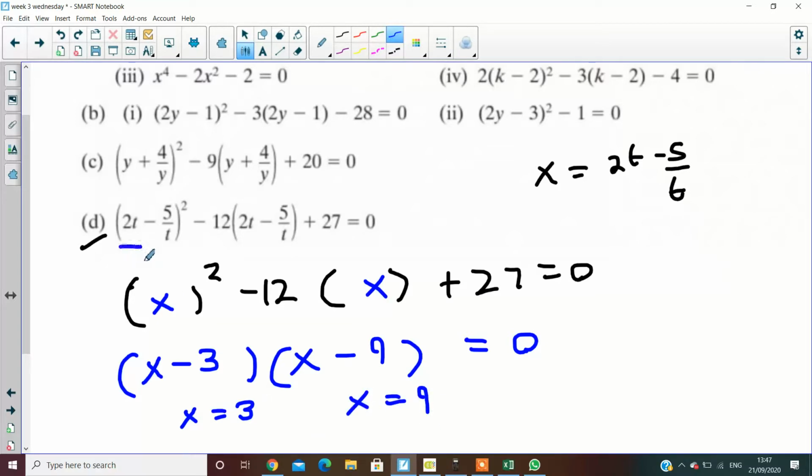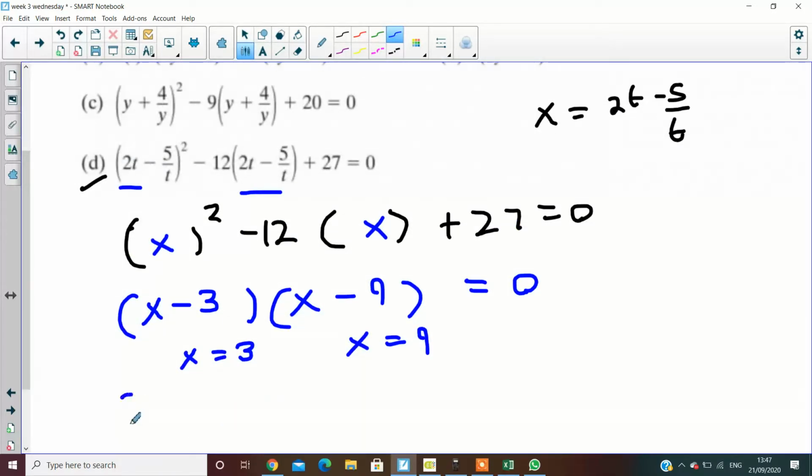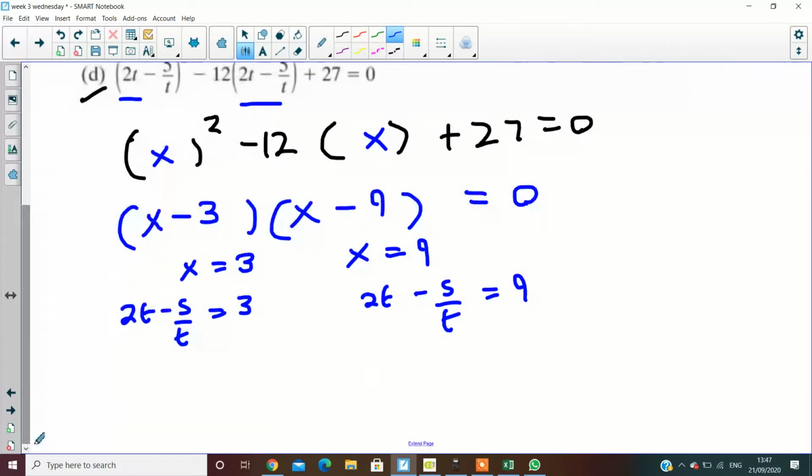Is x my original letter? No, x is not the original letter, okay? So what do we do next? We substitute: 2t minus 5 over t equals 3 and 2t minus 5 over t equals 9. All right, keep going. What do we get next? Common denominator of what? t: 3t, t and 9t, and over here 2t squared and over t.